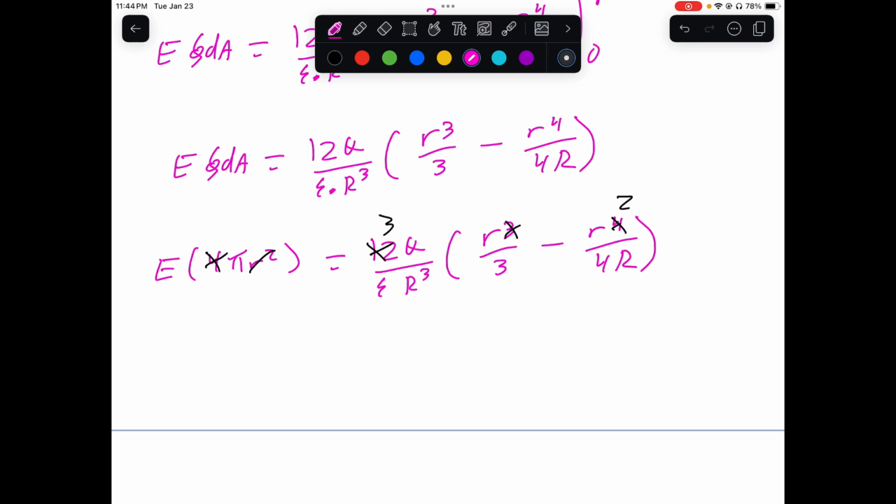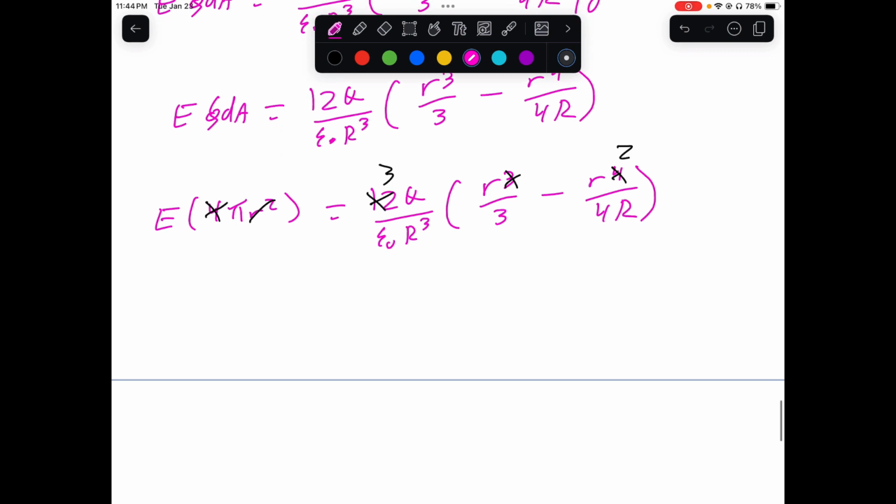I left the epsilon naught off, I don't know where that went. Okay, so then here we go. So E is equal to 3Q over pi epsilon naught R to the third power, times r over 3 minus r squared over 4R.